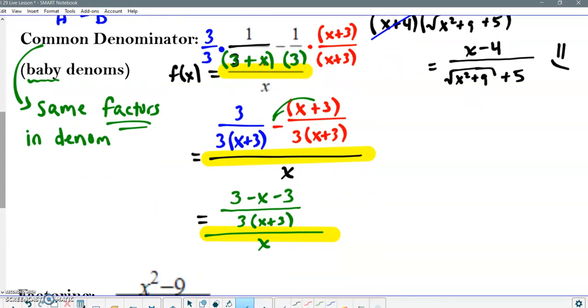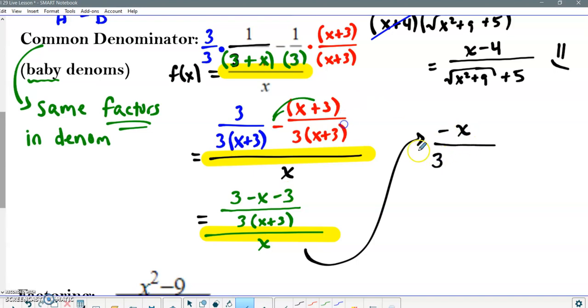Okay, so then, like I said, sometimes these take a little bit of space. I'm going to kind of jump over here on my screen. So it looks like I've got 3 and a negative 3, so that's just 0. So I've got negative x over 3 times x plus 3, and then all over x. Now, at some point, you're going to have to be like, I don't want this fraction within a fraction situation.